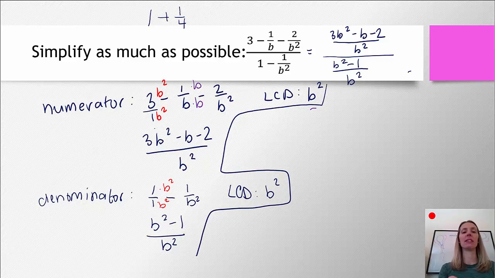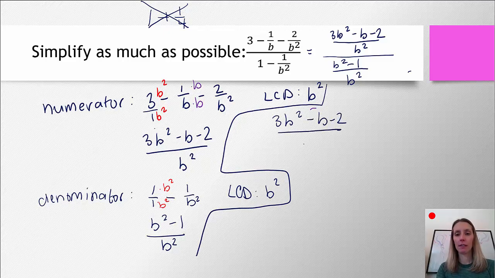No, that's not how we take reciprocals. You would need to rewrite this as an improper fraction, and then you'd be able to take the reciprocal. So we don't take the reciprocal of separate terms. We need just one single term to be able to take the reciprocal. All right, so now we have 3b squared minus b minus 2 divided by b squared, divided by b squared minus 1 over b squared. Now we're ready to write this as multiplication.